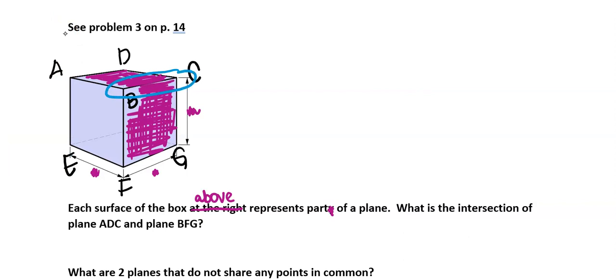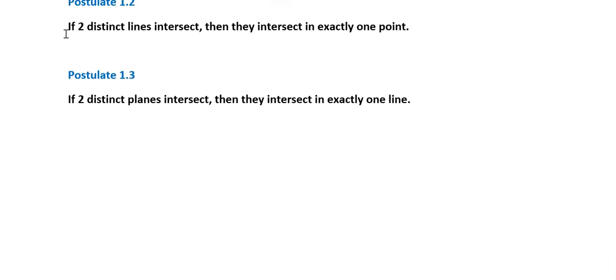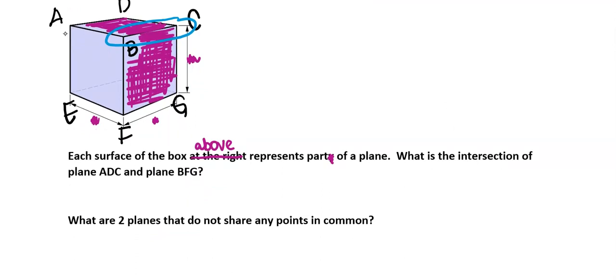You have to name that. Is it a segment? Is it a line? What is it? So when you're looking at this one, remember that planes go in all directions. So it looks like it's a segment, but it actually intersects in a line. Two planes intersect in a line. And when you're looking at it up here, if two distinct planes intersect, they intersect in exactly one line. So it is not a segment, it is a line because of that theorem. So we're going to say line BC.